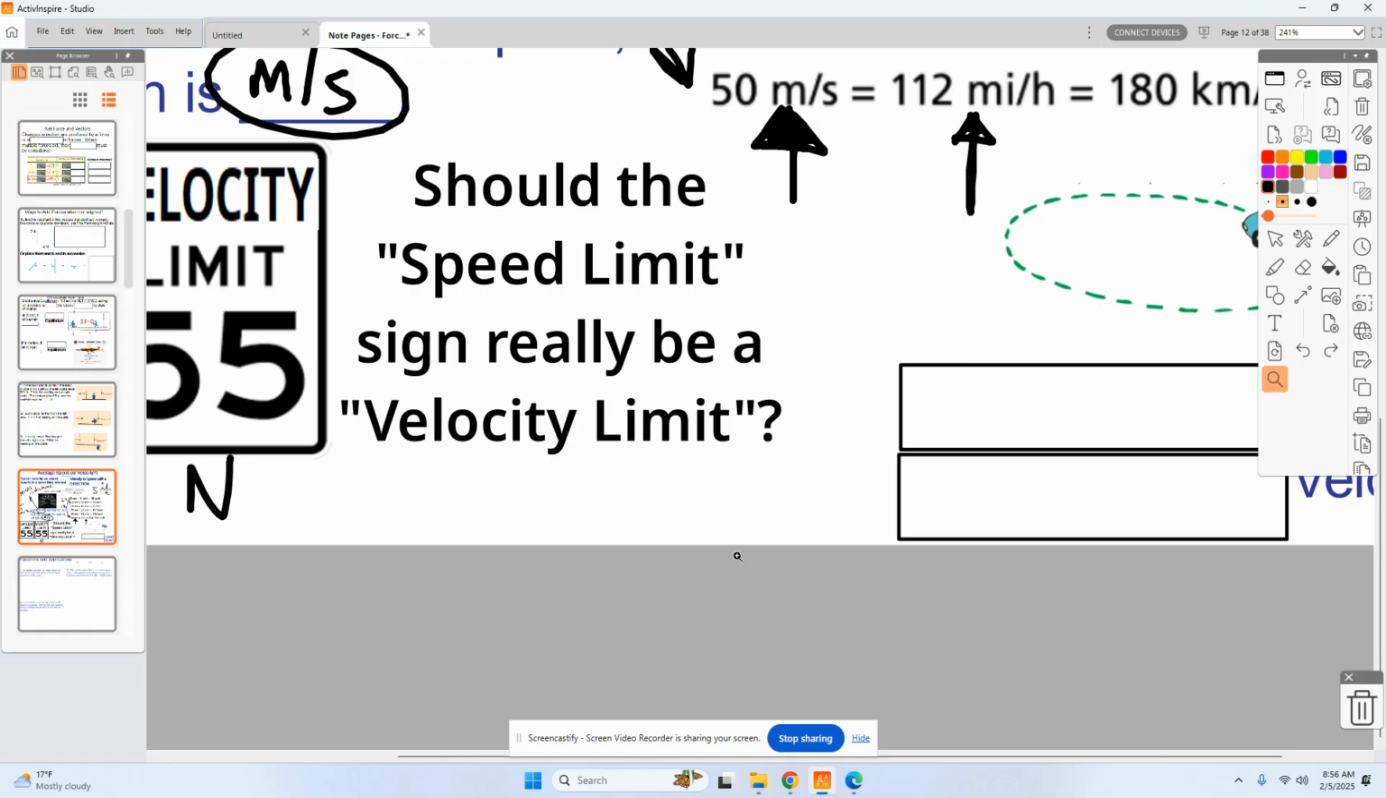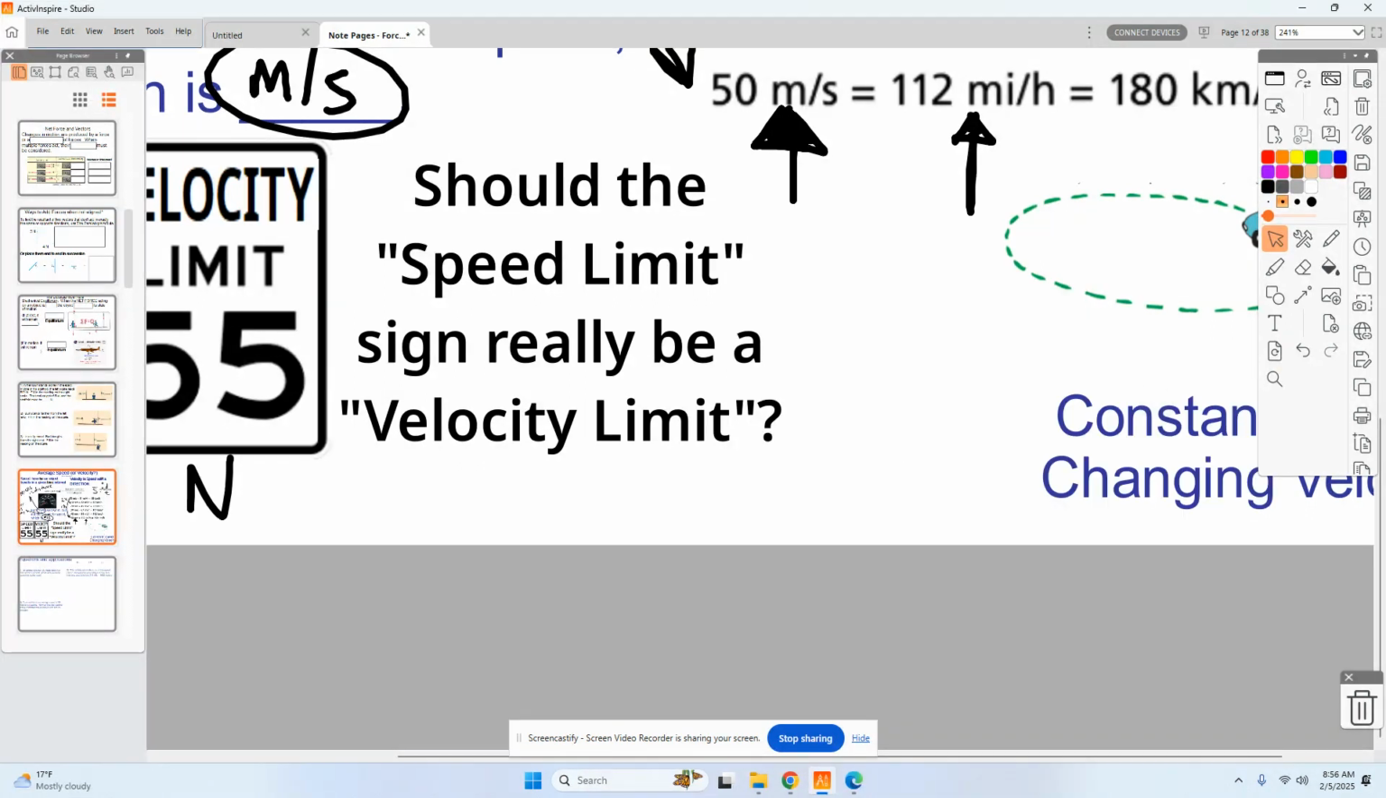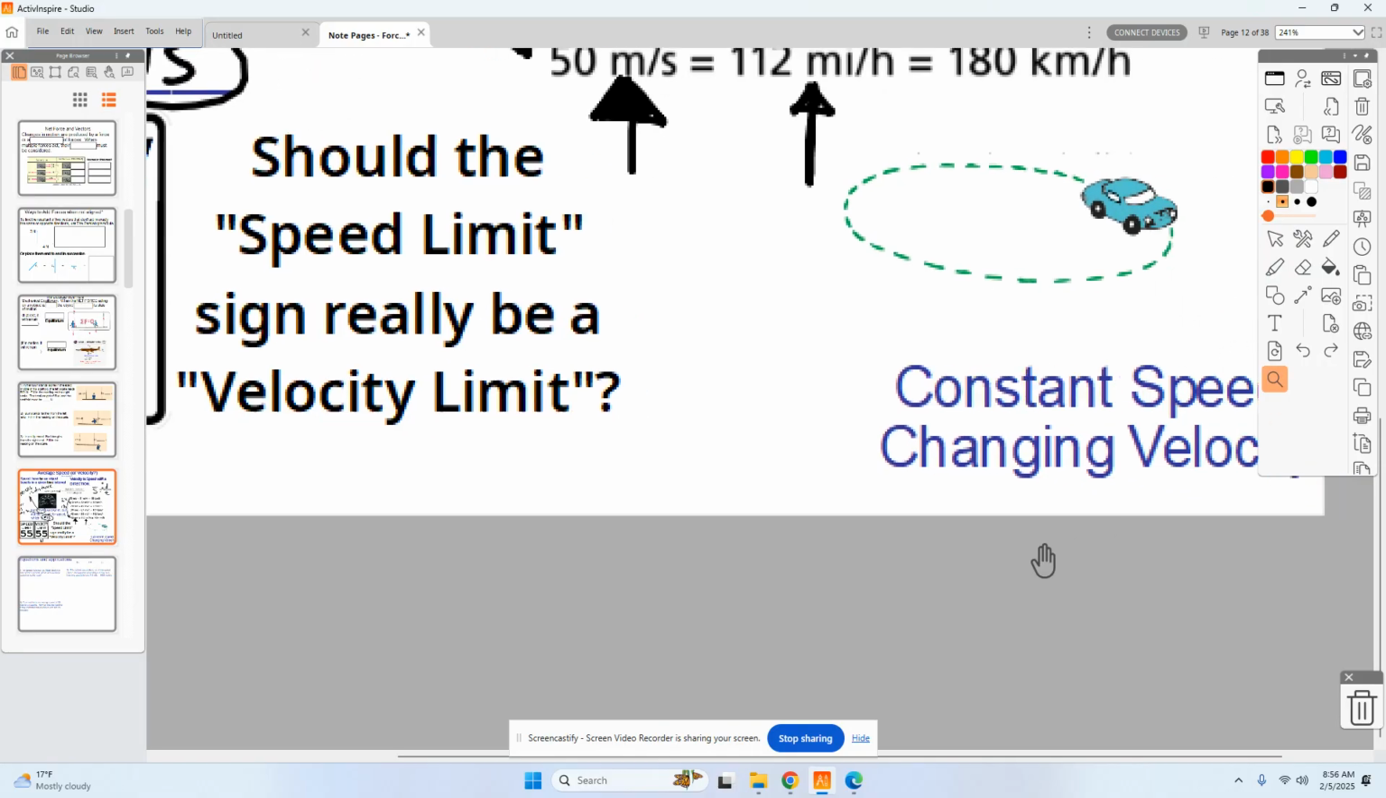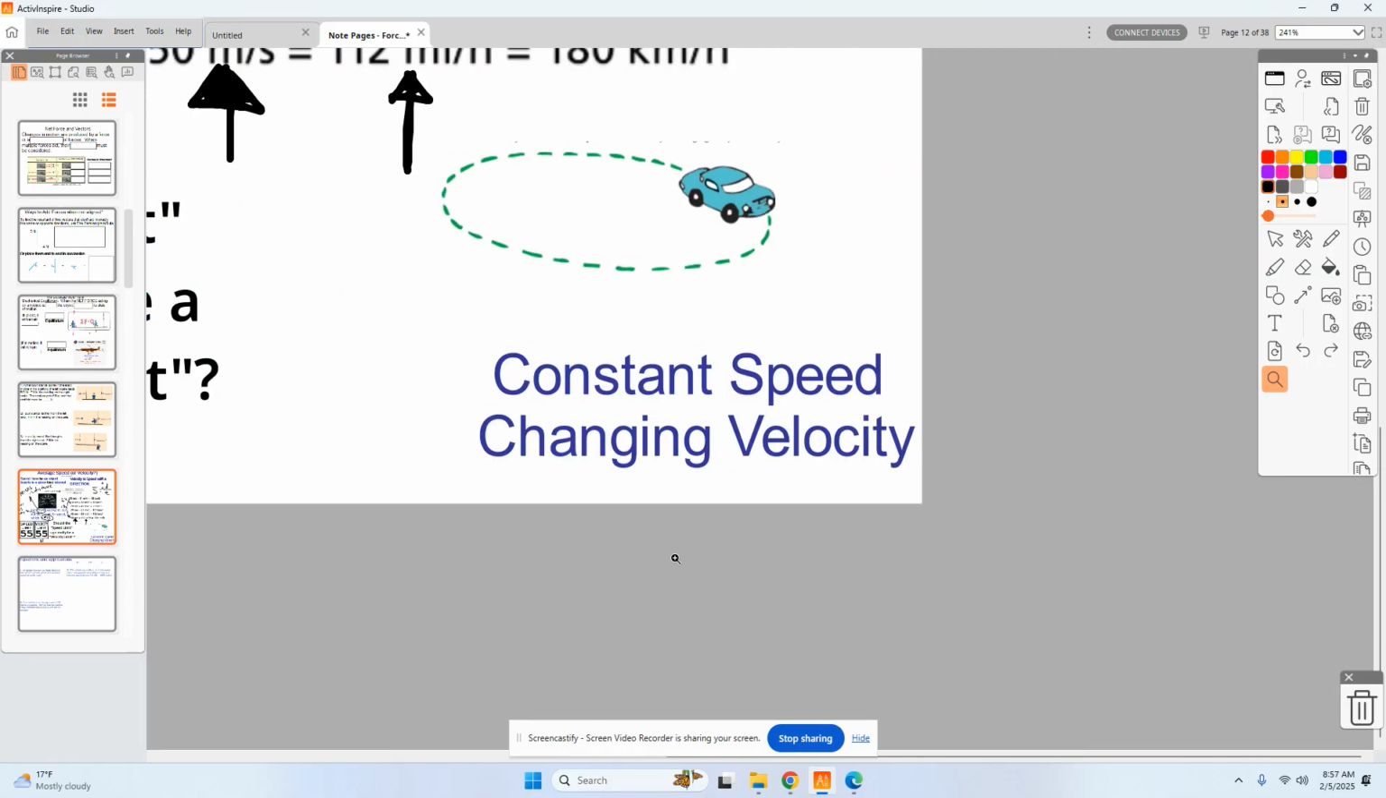All right. Constant speed, variable velocity. Guys, I'm sorry. I have to have a little bit of fun. Constant speed, changing velocity. And that's going to come into play a lot.